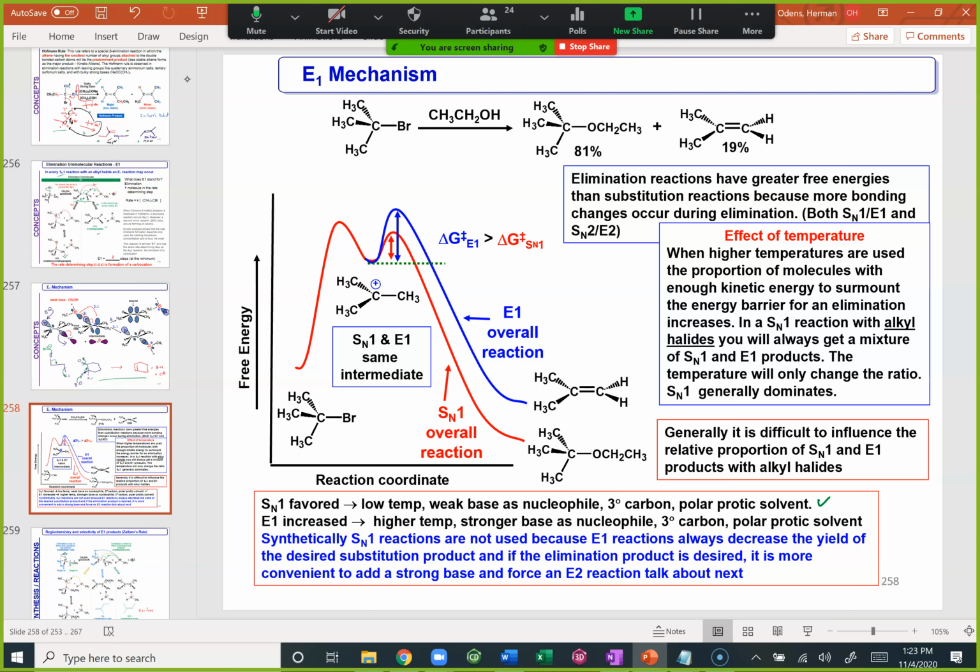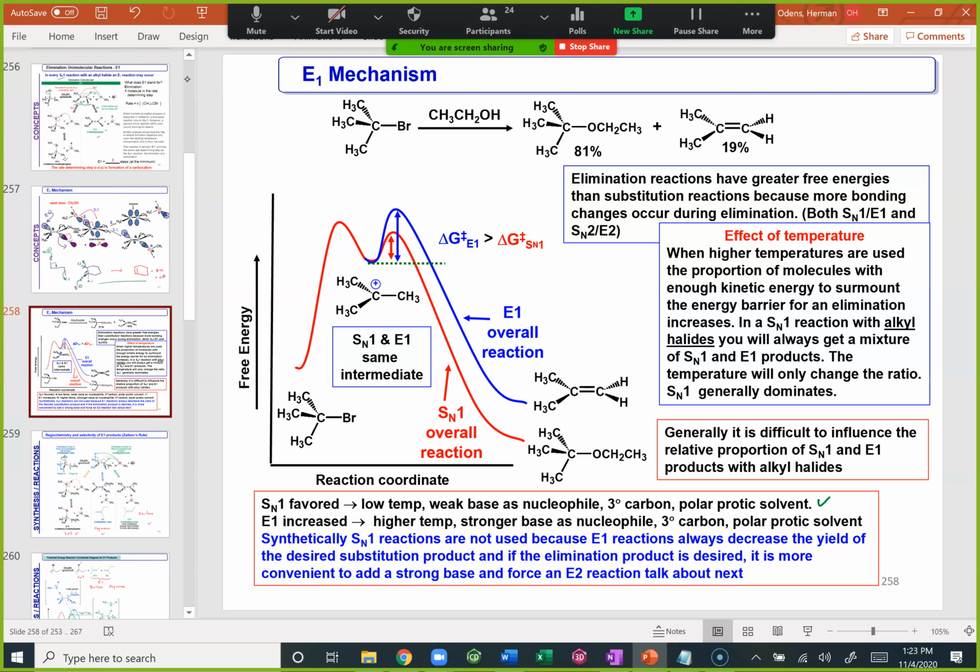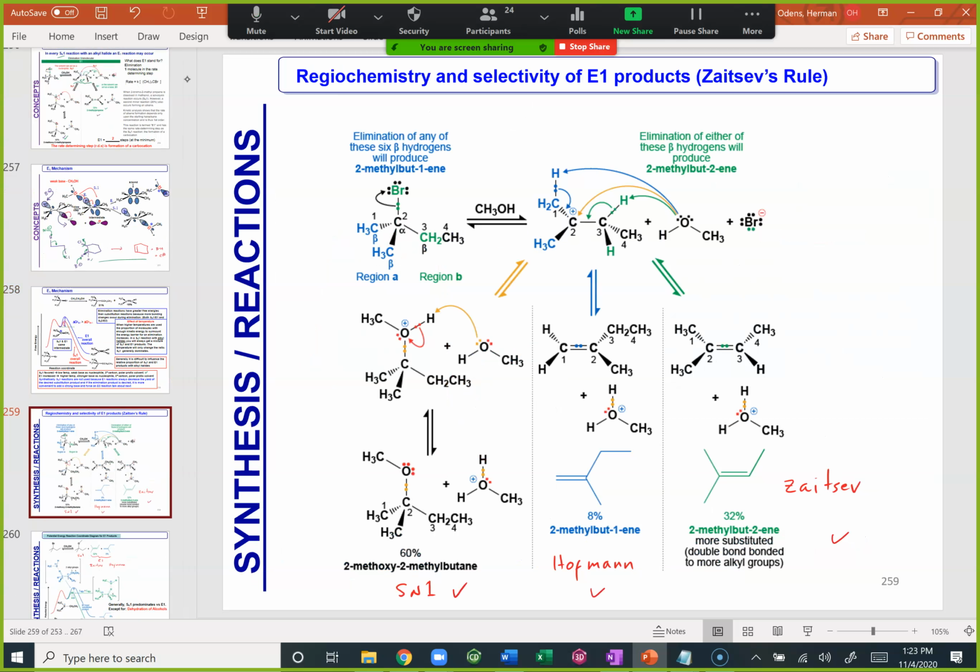In general, the SN1 reactions are not used because they produce too many products. It's only good to study them. It's not good for synthesis. All right. So here is an example of an E1 competing with an SN1. Notice that the SN1 will beat it at 60% versus 8% the Hofmann and 32% of the Zaitsev.